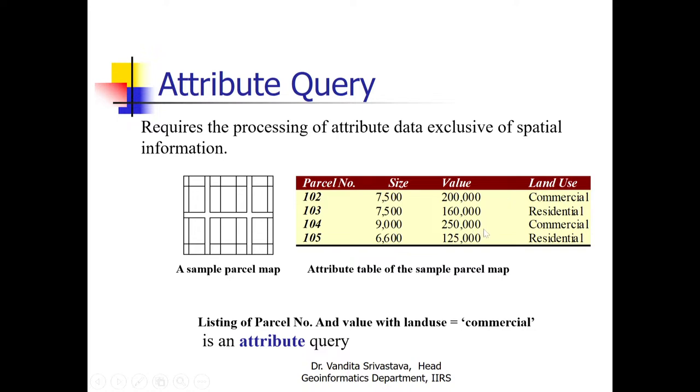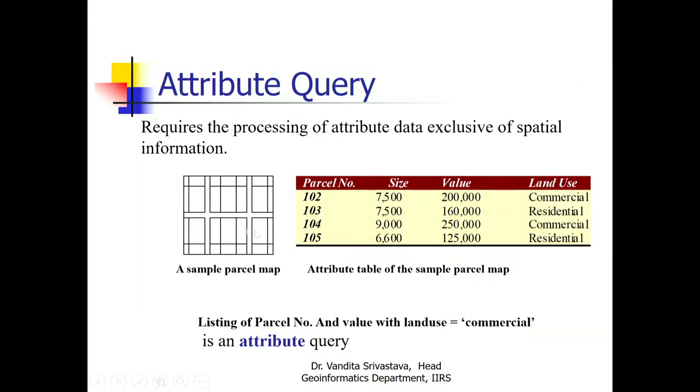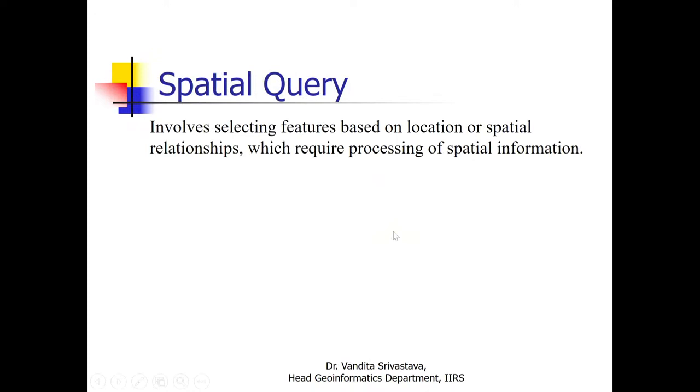That is the answer. Now to answer this question, I have to look only at the tabular information. I don't need to look at the map. Therefore, this query is an attribute query. But if I needed to process the spatial information to answer a query, then it would be a spatial query. A real world query could be a complex combination of these two. So that's an attribute query.